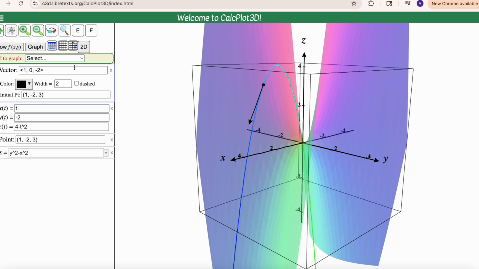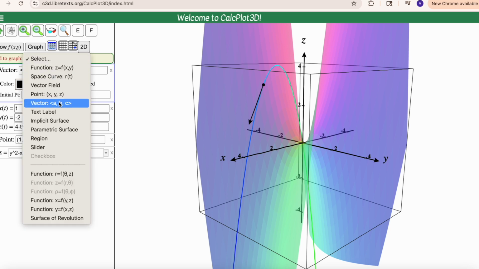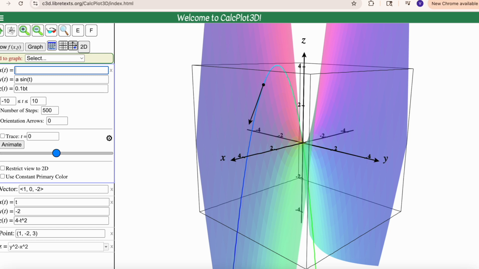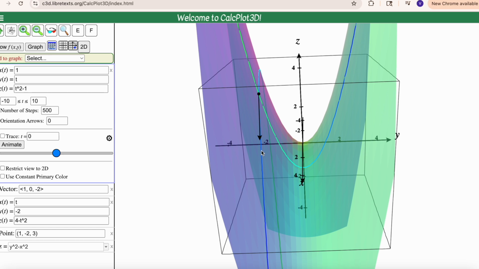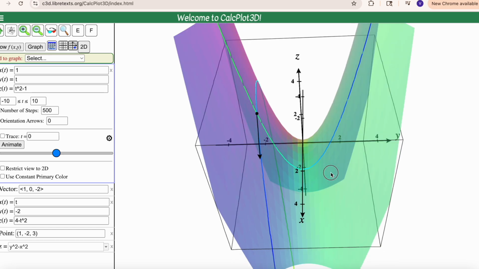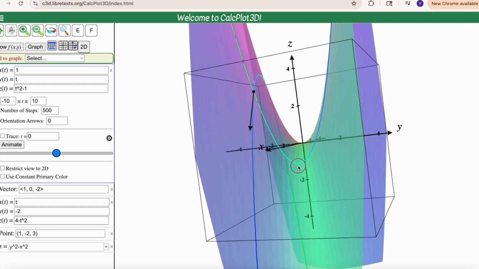Okay, now for the x equals 1. The x component is going to be 1. The y component is t. And the z component will be t squared minus 1. So that's the space curve parallel to the zy plane.